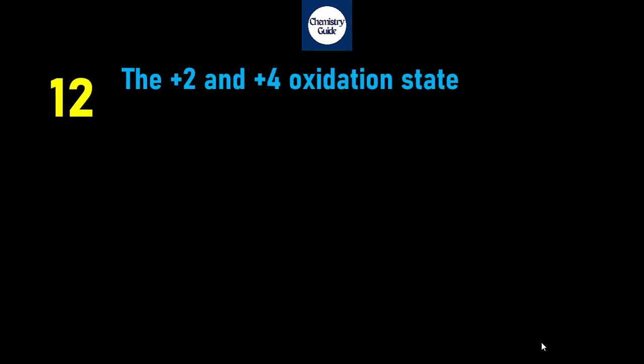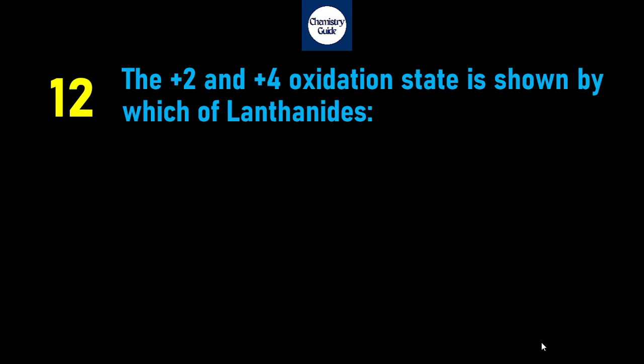MCQ number 12: the +2 and +4 oxidation states are shown by which of the lanthanides? Sm, Ce, Er, Lu. So the right answer is Sm. Sm contains both +2 and +4 oxidation states.